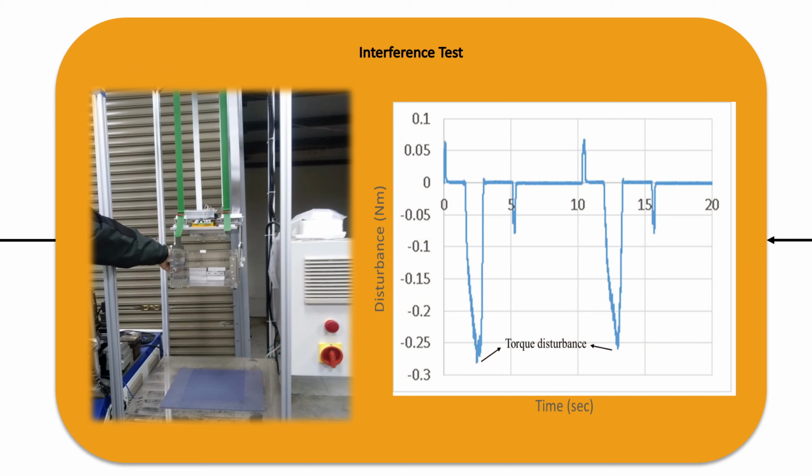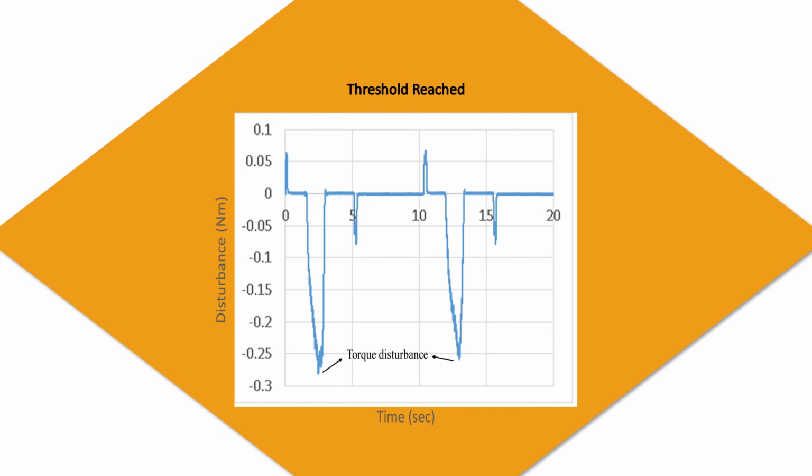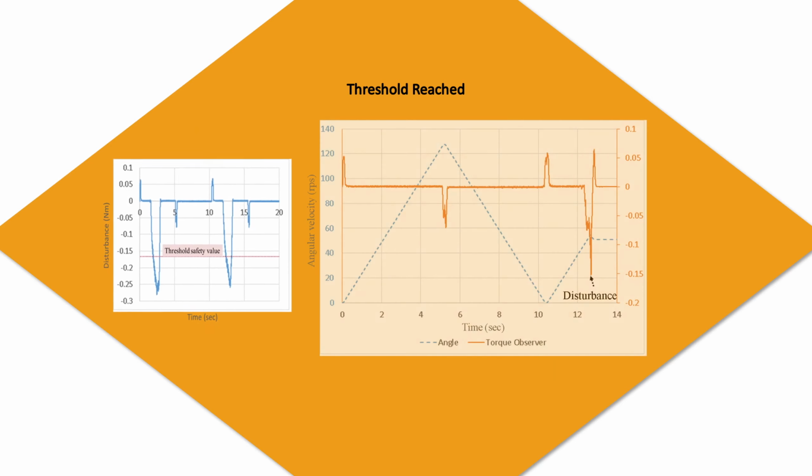And next, we will have an interference test. In the interference test, I was simulating the stroke problems. If our device detects that it's stuck, it will have a torque disturbance, as you can see in this figure. Next, we set threshold safety values. If our device detects that it's over the values, it will go into the manual mode.